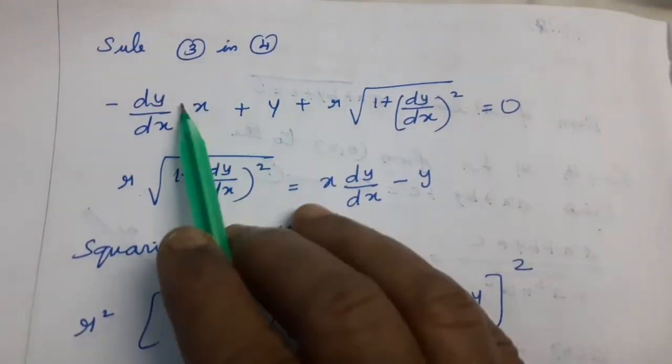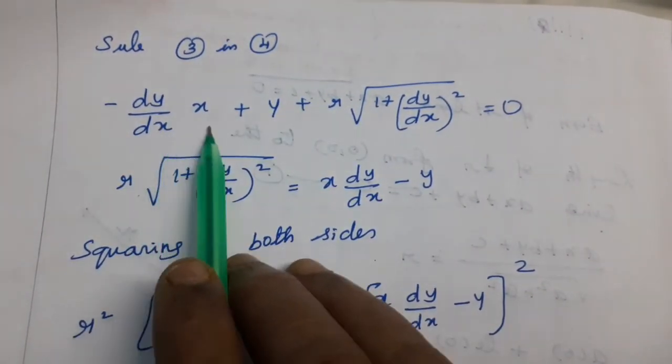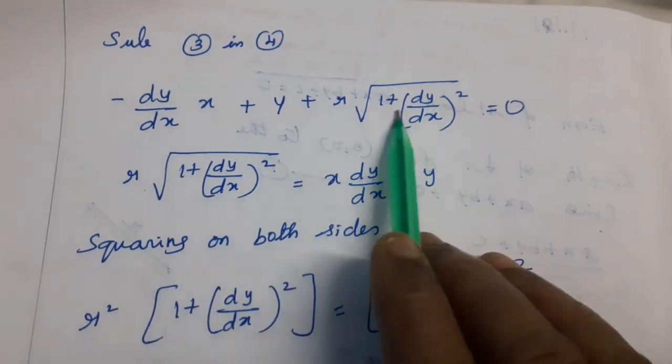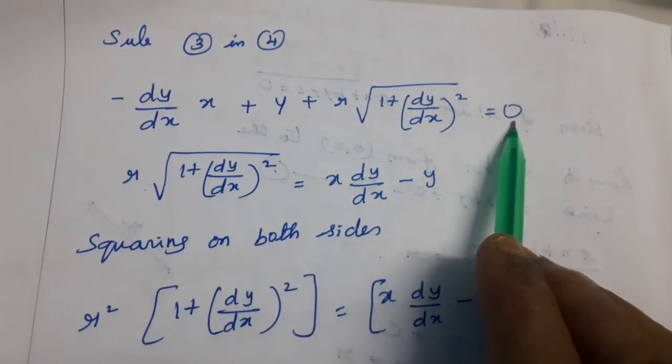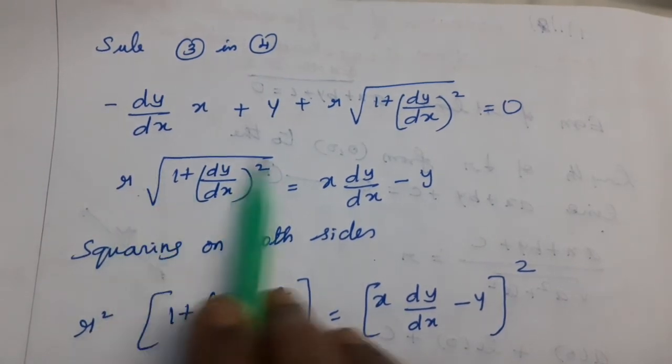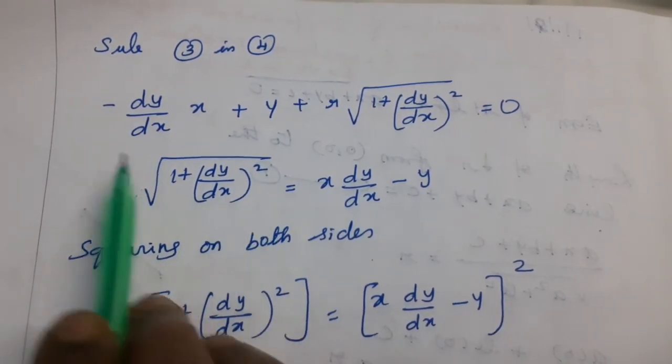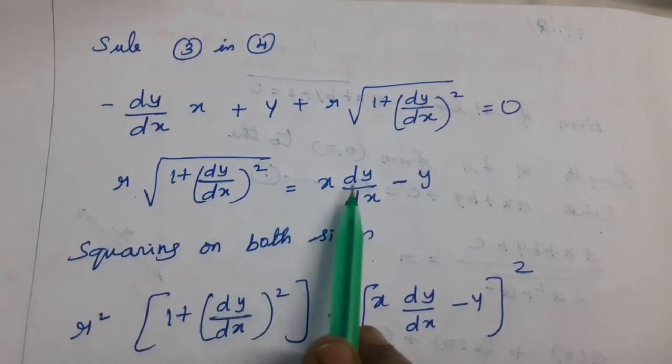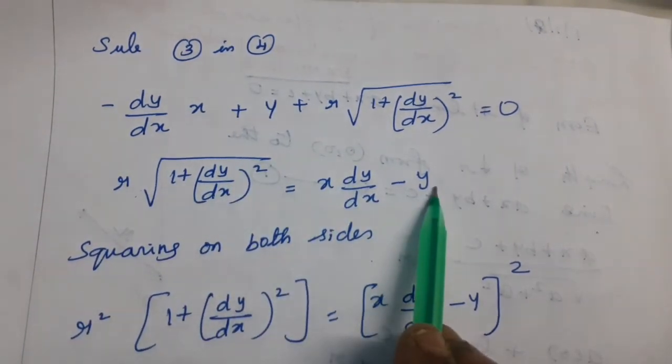Substitute the third equation in 4. So minus dy by dx into x plus y plus r into root of 1 plus dy by dx the whole square equal to 0. Now keep the r term on the right hand side. R into root of 1 plus dy by dx the whole square is equal to minus, it becomes plus x into dy by dx, and plus y becomes minus y.